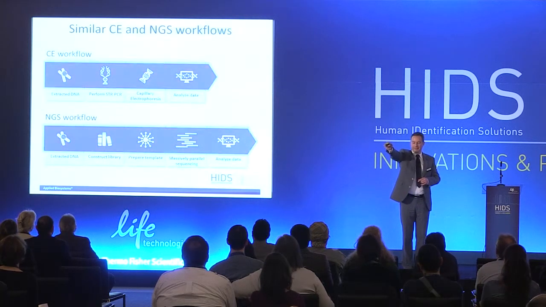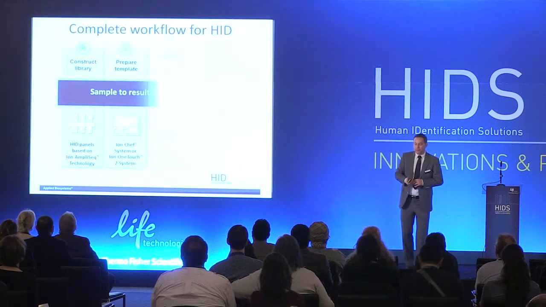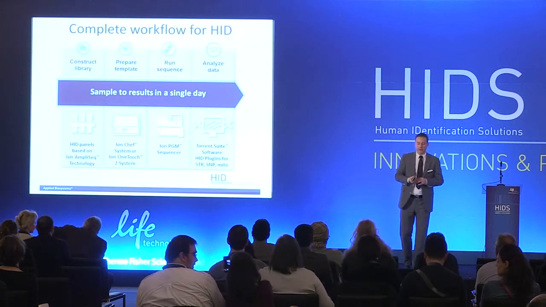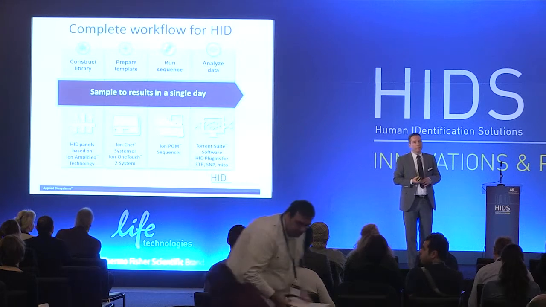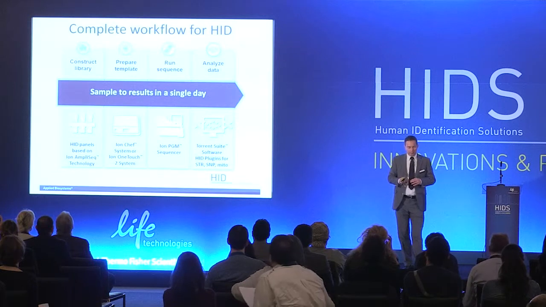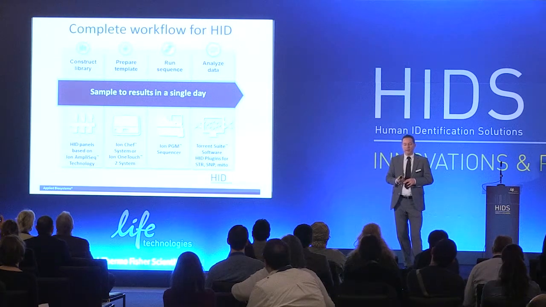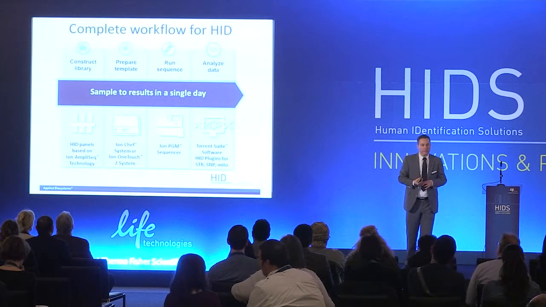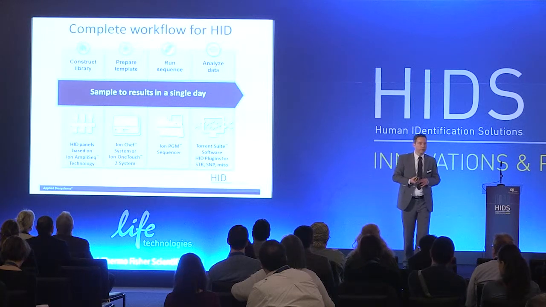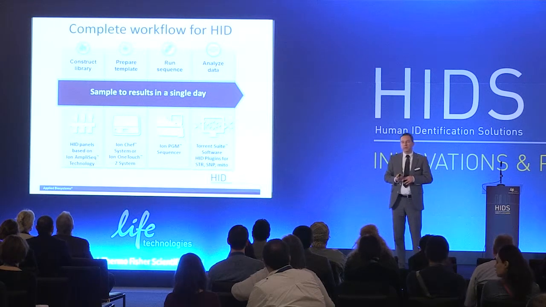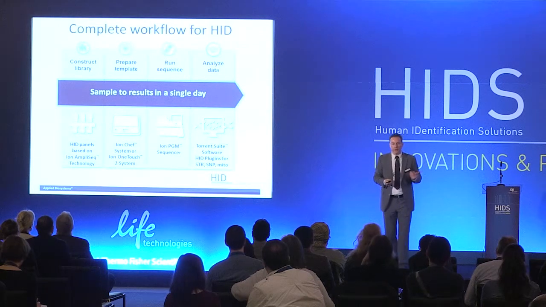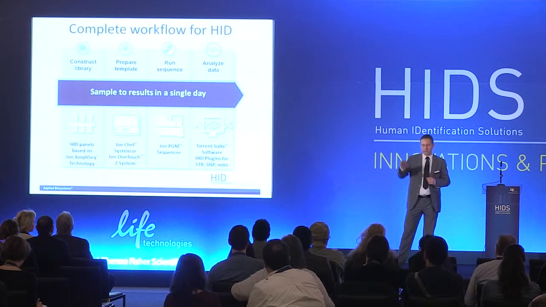We are aiming to provide a complete workflow for HID, for human identification, on the Ion Torrent system. You see, we have started with the first bunch of panels, the HID panels, based on our Ion AmpliSeq technology. For the template preparation, we are currently using the Ion Chef system or the One-Touch 2 system, and then run the sequence on the PGM sequencer. And then the Torrent Suite software is what we use to analyze the data, and there are different HID plugins for each application: STR, SNP, and Mito.